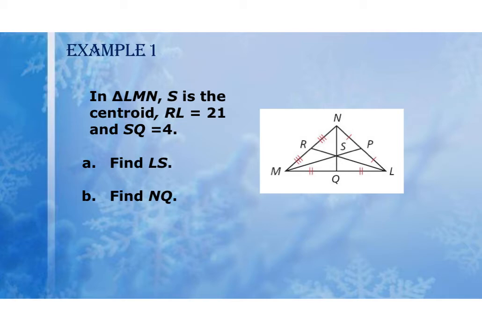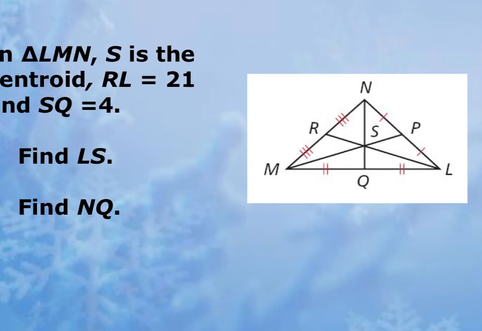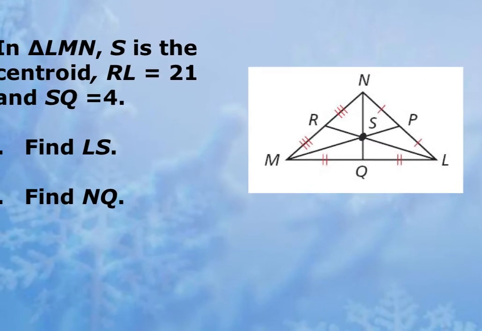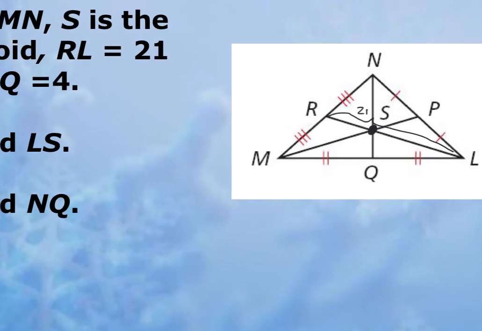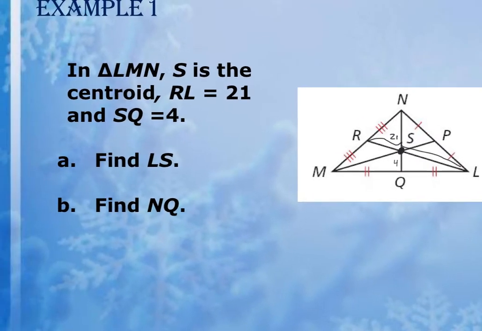Okay, so in LMN, S is the centroid, RL equals 21, and SQ equals 4. Find LS. So S is the centroid, so let's just put a dot at S. And it tells us that RL is 21. So this whole distance right here, from R to L, is 21. It also says that SQ, which is this short distance right here, is going to be 4. And it wants us to find LS for A.